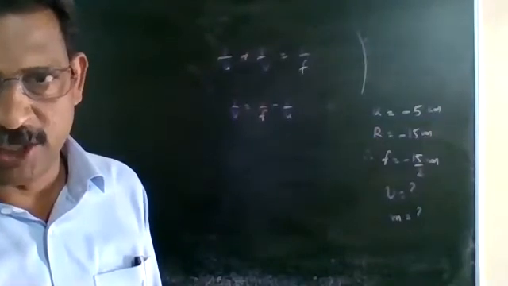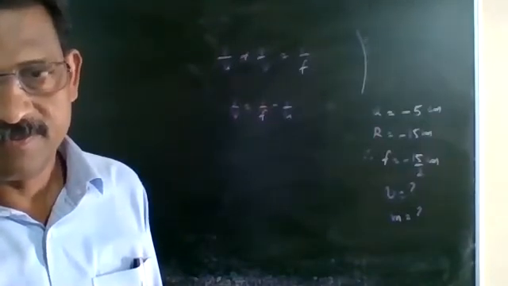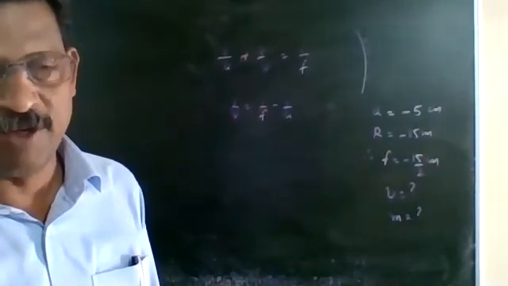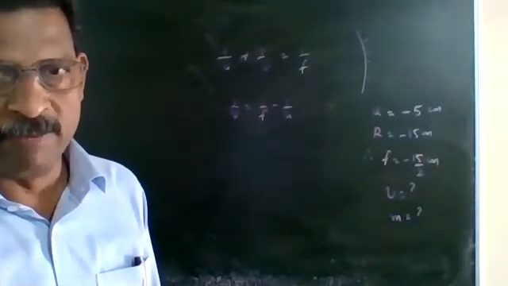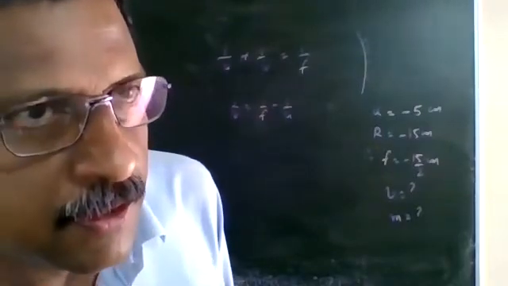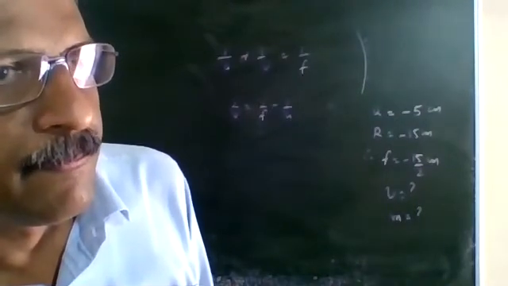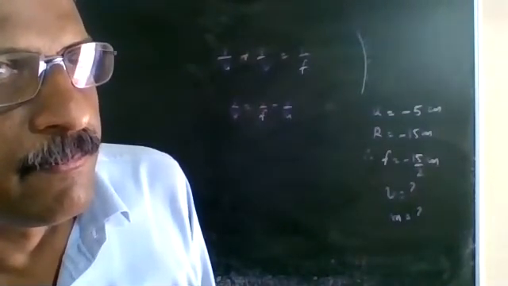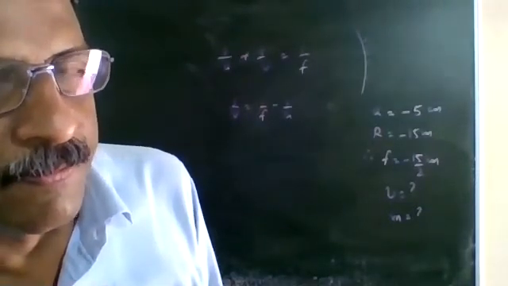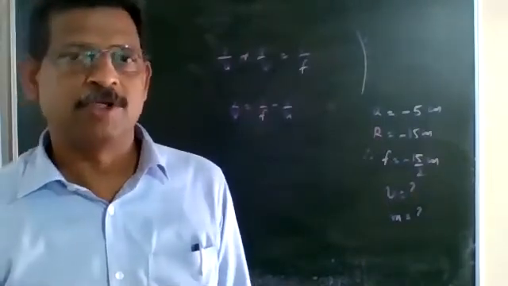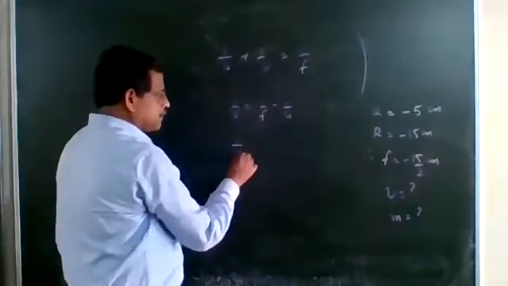Now the object position is 5 centimeter. It is very close. You can recognize where the location is now. It is between pole and focus. Yes, speak loudly. V is equal to 15 centimeter. Okay, all should complete very fast. The magnification is 3.